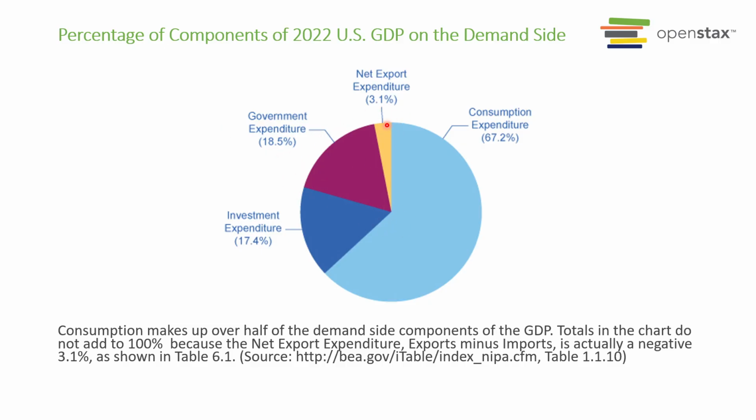Finally, the smallest piece is net export expenditure. So this is the foreign component of demand. But as we'll shortly see, while the net export expenditure makes up a small piece of the pie, the actual exports and imports that go into this calculation are not as small or not as insignificant.